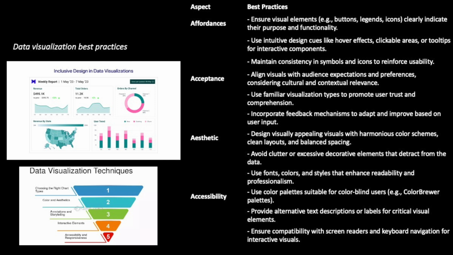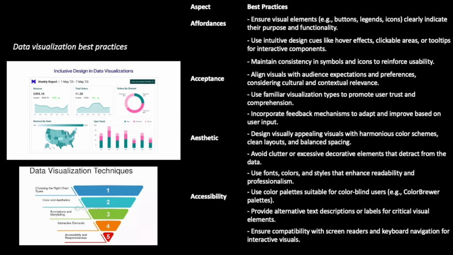Accessibility. Accessibility is essential to ensure that visualizations are inclusive and usable by a diverse audience. Use color palettes that are friendly to colorblind users, such as those recommended by ColorBrewer. Provide alternative text descriptions or labels for key elements to assist users with visual impairments. Interactive visuals should support screen readers and keyboard navigation, enabling all users to access and interpret the data effectively.